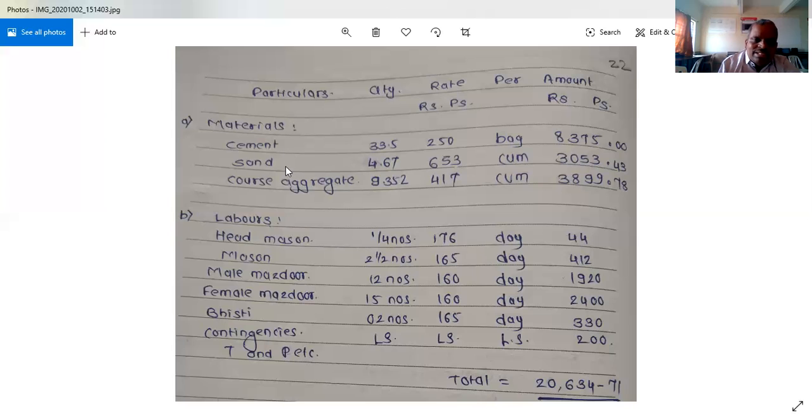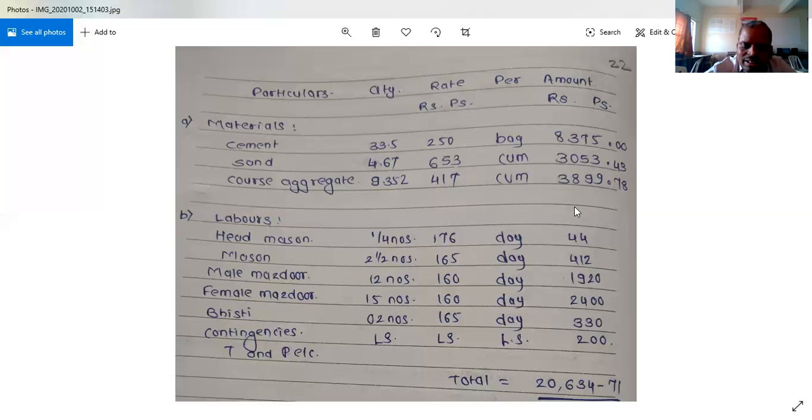So the amount will be 8,375. In the same way, sand 4.63 cubic meter. The rate of sand per cubic meter is 653. Multiply it with the quantity, you will get 3,153.43. 0.43 is paisa. Next is coarse aggregate. How much quantity of coarse aggregate is required? 9.352 cubic meter. Per cubic meter rate I have taken is 417. So it will be 3,899.78. This is all about the material.